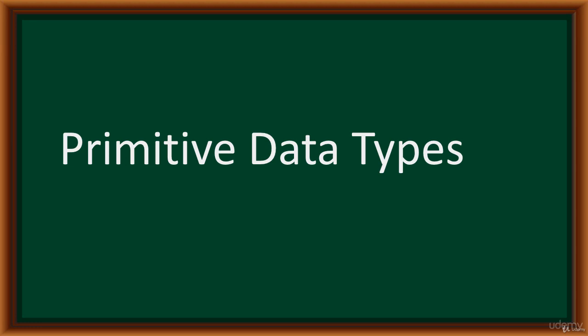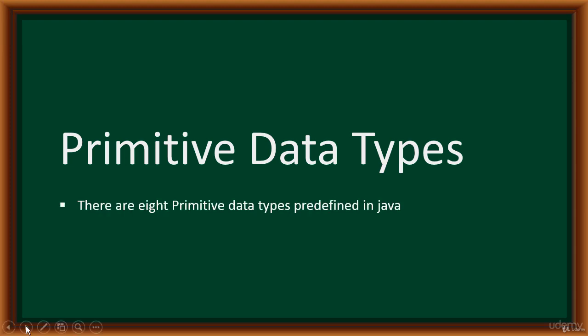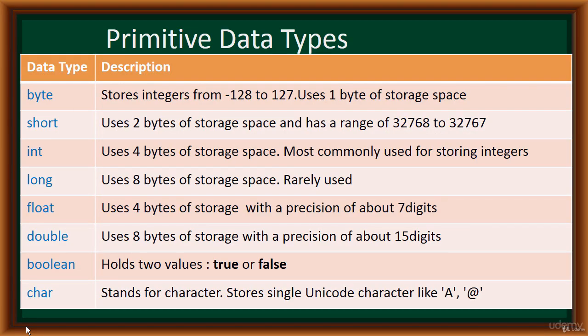For example, if I gave you a £50 or $50 note, then the note in itself is worth £50 or $50. The value is stored in the note itself. There are 8 types of primitive data types in Java. Let's have a look at the primitive data types. So this is a table illustration of the primitive data types in Java.